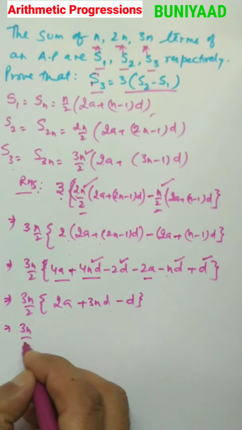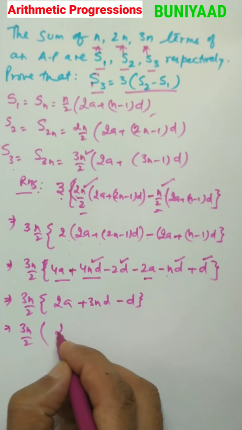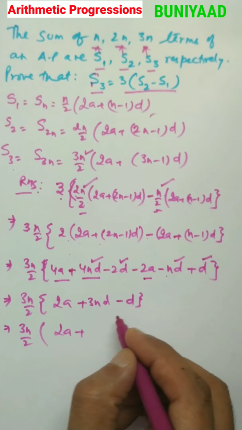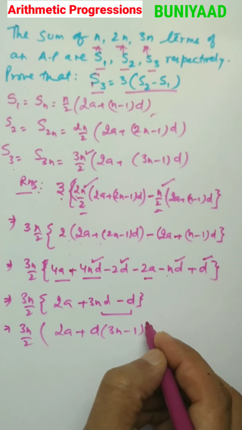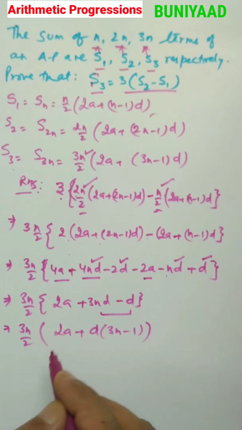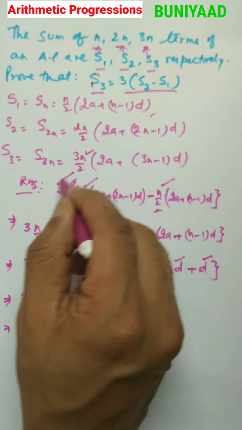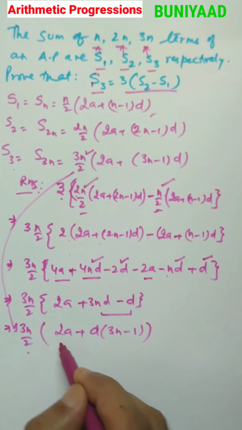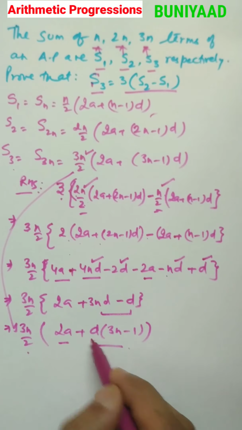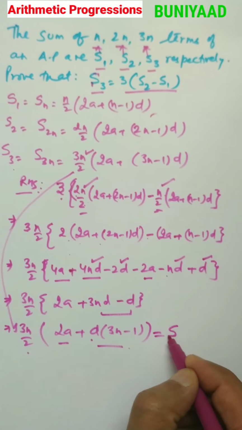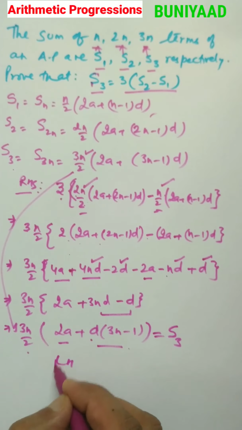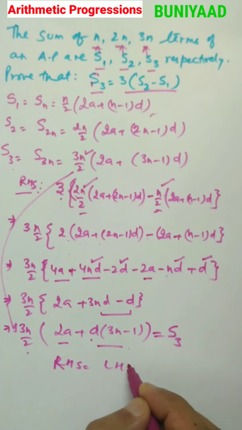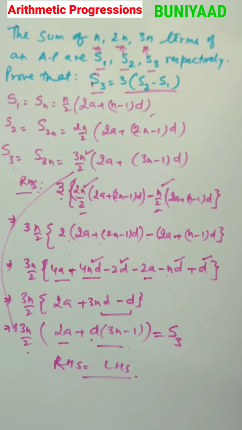Now 3n by 2, 2a plus, out of these what is common? d, (3n minus 1). See, same thing is here, 3n by 2, 2a plus (3n minus 1) into d. What is this? This is your S3, right? So your RHS equals LHS.